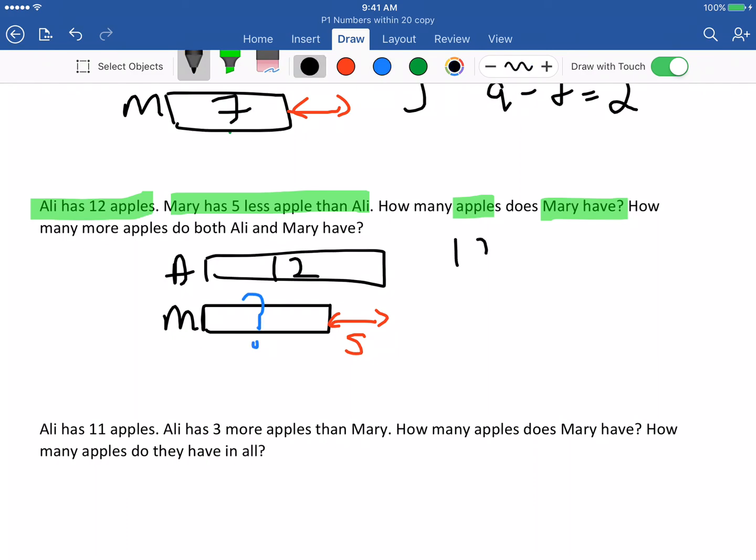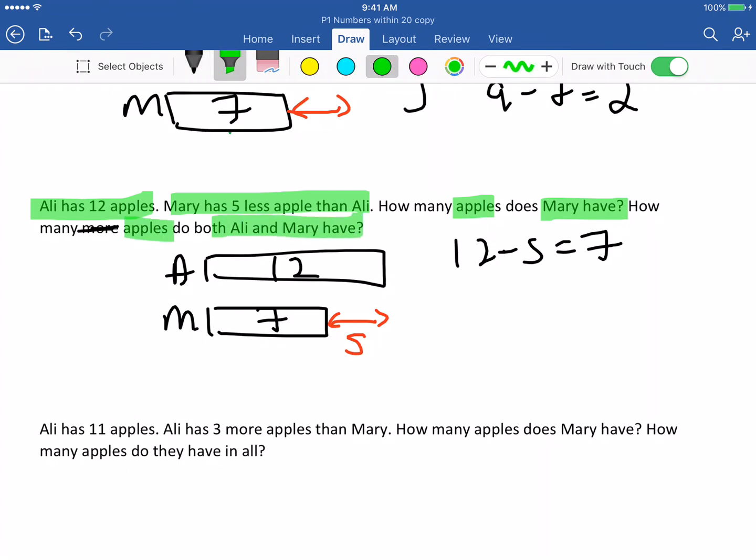So what I do, just take 12 minus 5, which equals what? 7. So means this is actually 7. Mary 7, sorry, should get the eraser. Okay, so this portion here is actually equals to 7. Next one, how many apples, sorry, not more apples. It should be how many apples do both Ali and Mary have?